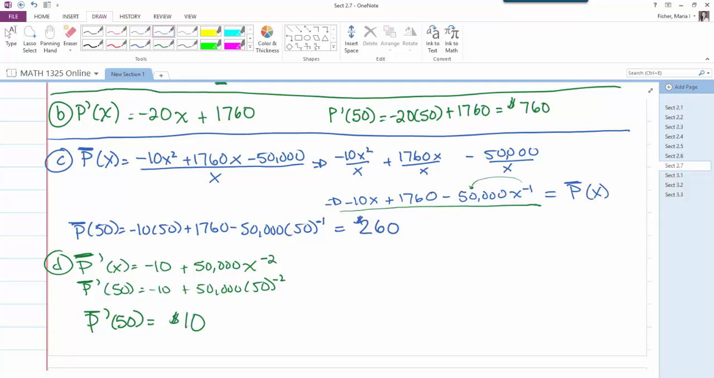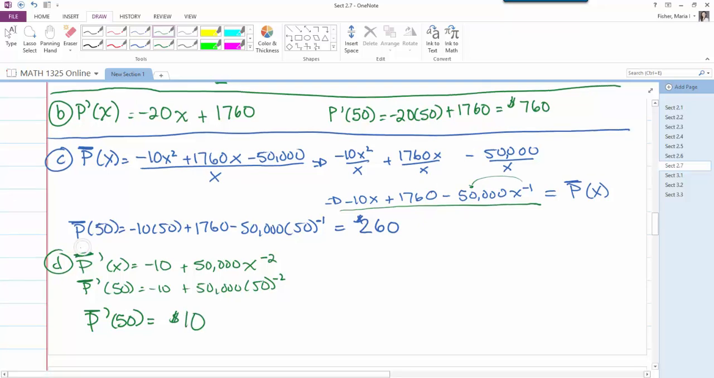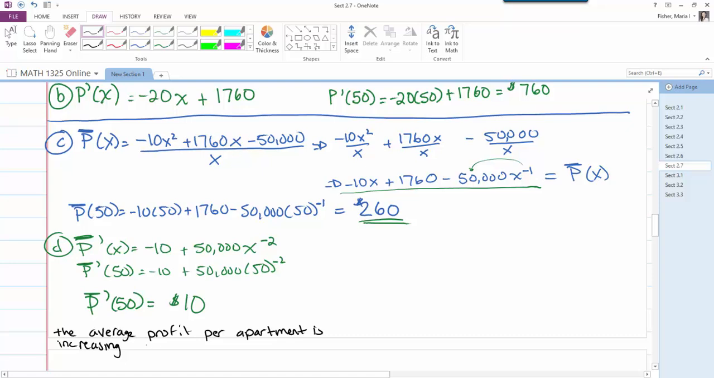And then it said to interpret the results. So remember, average profit is about, on average, how much we make for renting out 50 apartments, right? So the marginal average profit is telling us that the average profit per apartment is increasing, and it's increasing because 10 is a positive number, at a rate of $10 per unit if we were to rent out another apartment. So the average profit would increase by $10 a unit if we are renting out more apartments.